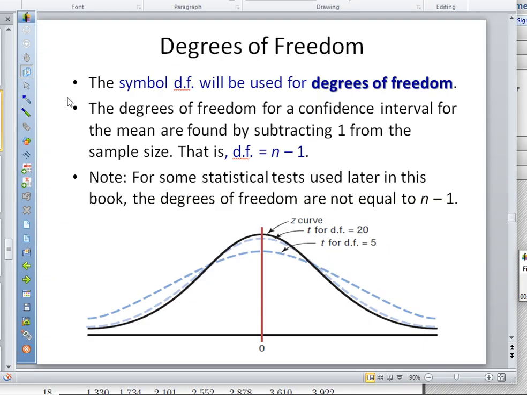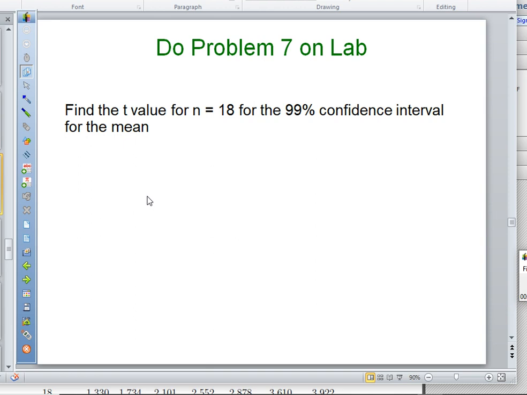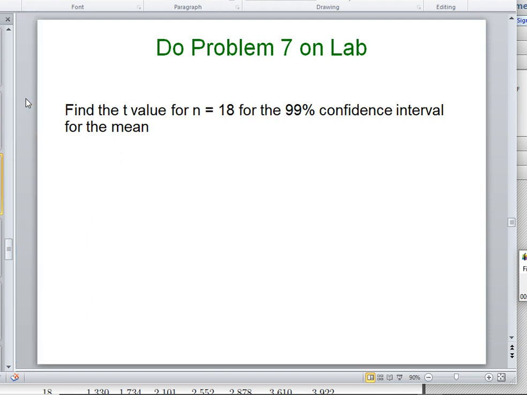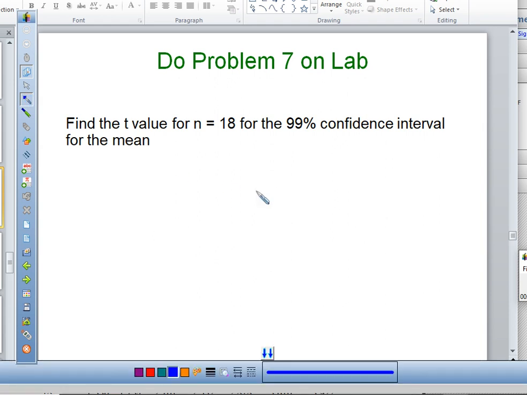Okay, so go ahead and do problem 7 on your lab. Find the t-value for n is 18 for the 99% confidence interval for the mean. So go ahead and pause this video here and look that up. So pause now.